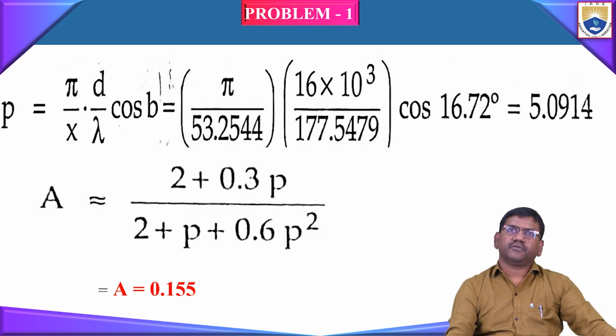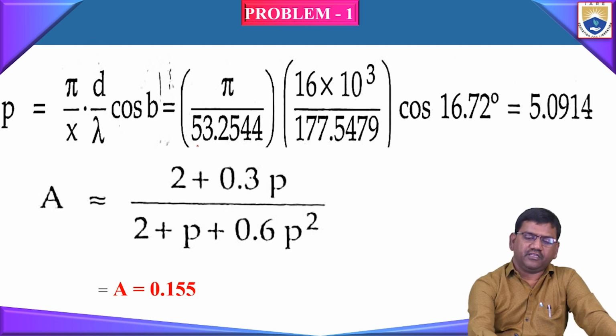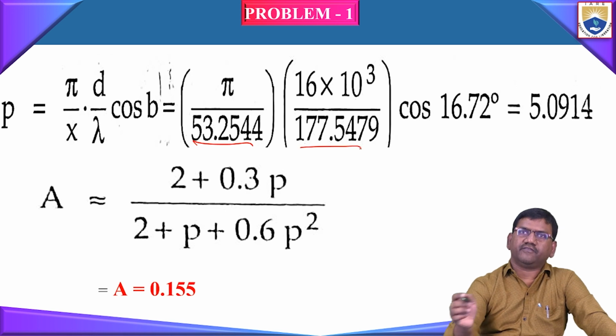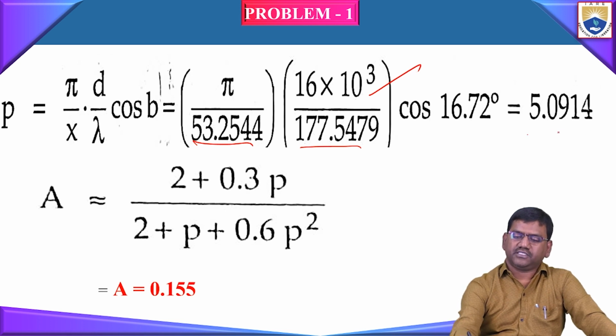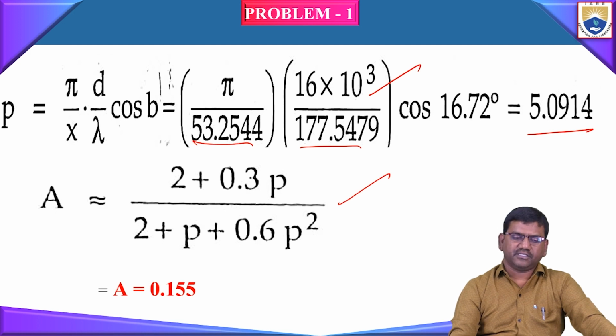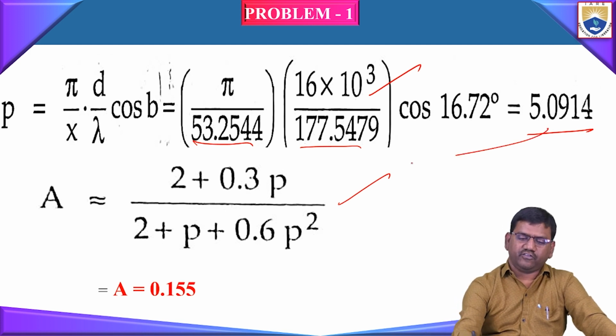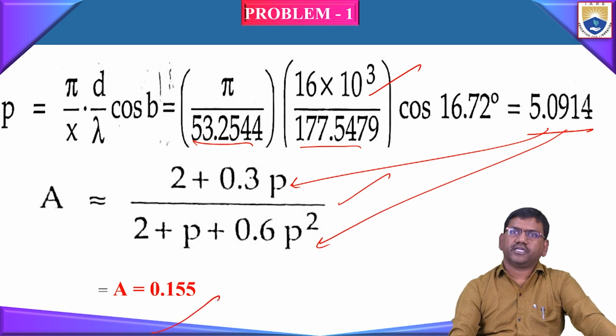As it is a vertically polarized antenna, P, the auxiliary variable, is given by pi x d by lambda cos B. The x value is 53.25, lambda we have determined from C by F as 177.5, and the d value is 16 into 10 power 3, cos 16.72. So this is equal to 5.0914. So A, the attenuation by the earth, is given by the formula (2 plus 0.3 P) by (2 plus P plus 0.6 P square). Substituting the value of P in this equation, we get the value of A as 0.155.